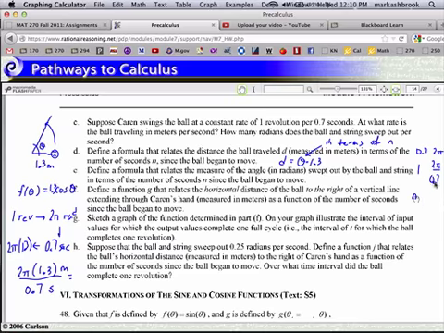So this is how many radians it sweeps in 1 second. So how many will it sweep in 2 seconds? Twice as many, right? In 3 seconds, 3 times as many. So in n seconds, it'll sweep 2 pi over 0.7 n. So this is theta in terms of the number of seconds that goes by.